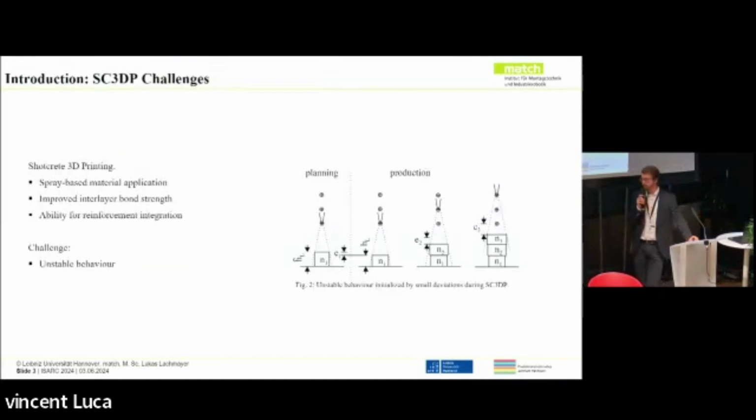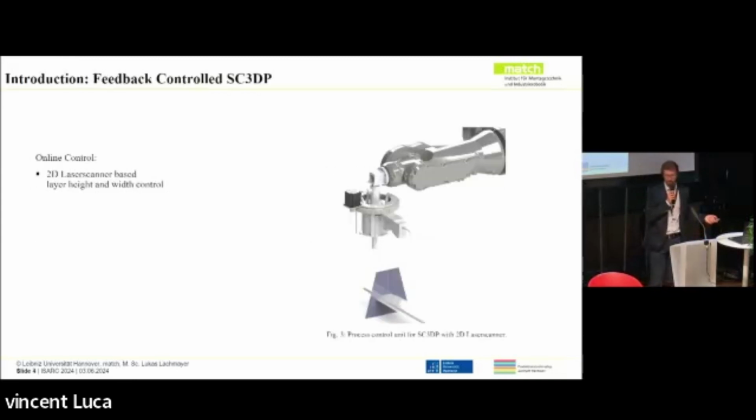So when we make a small error in predicting the layer height that we want to produce, like during the planning phase, this error will result in, for example, a wider but smaller layer height. Or if we overestimate the layer, it will be vice versa. And these errors will stack up during the production process. Like you can see on the right side, the layer is getting wider and wider over time, finally leading to a print failure.